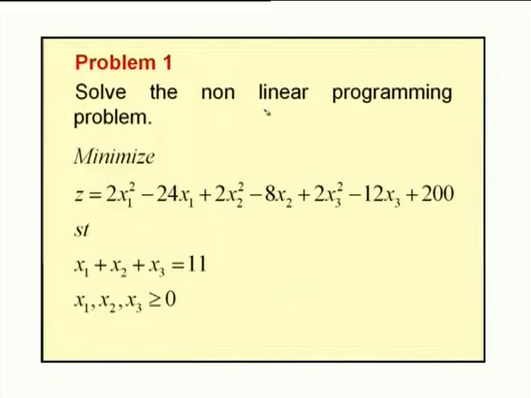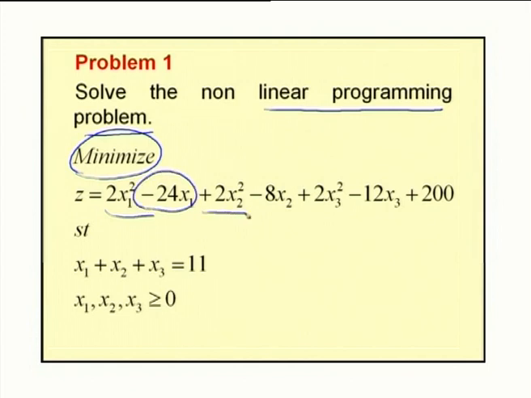Now, with these sufficient conditions and the already known necessary condition, we try to solve nonlinear programming problems with one and more than one constraint. The first problem is: solve the nonlinear programming problem of minimizing z equal to 2x1² minus 24x1 plus 2x2² minus 8x2 plus 2x3² minus 12x3 plus 200, subject to the constraint x1 plus x2 plus x3 equal to 11, where all the decision variables x1, x2, x3 are non-negative.